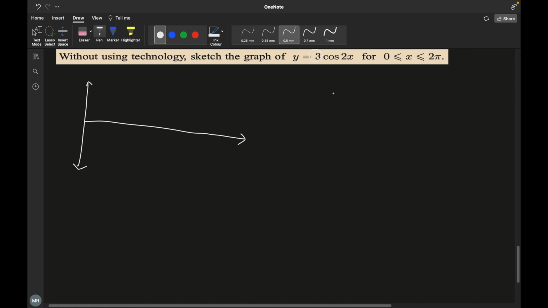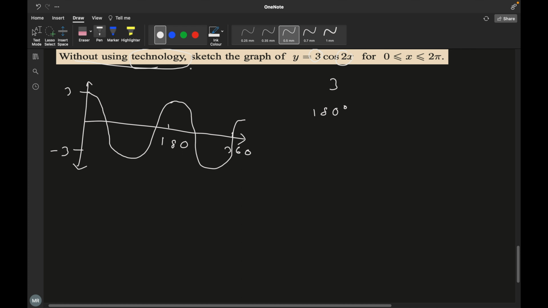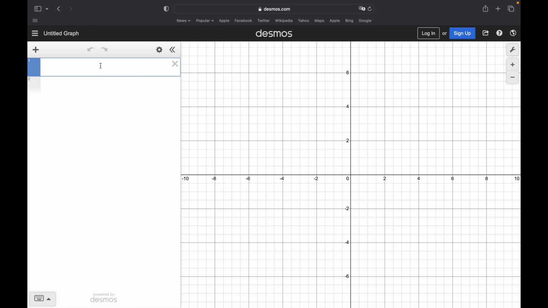Okay, so the amplitude would be 3. So let's say this is 3, this is minus 3, and the period would be 180 degrees. So this would be 360 and this would be 180. Okay, so we start with 3 and we go down and then go up. That's terrible. Okay, we've got to do that again. So they told us to do this without technology, but we definitely need to. So I'll just type in the thing here.